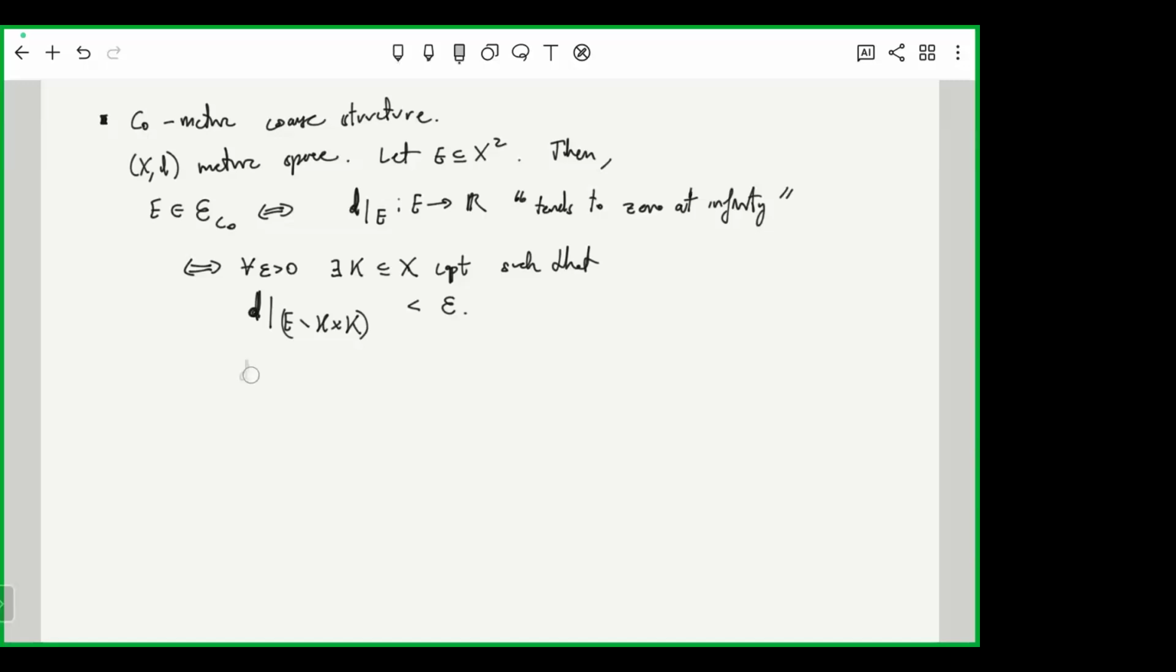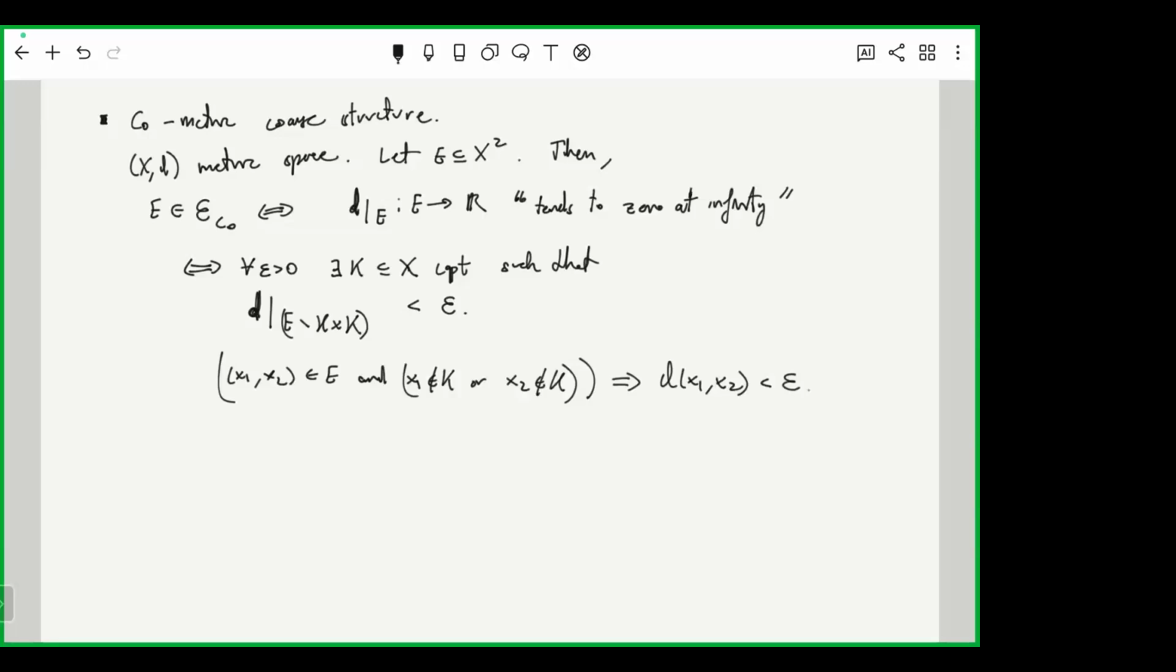Okay, so I can read this as follows. If (x1, x2) is in E, and x1, x2 are not in K, or one of them is not in K, so either this is not in K or this is not in K, then the distance between them is less than epsilon. Okay.